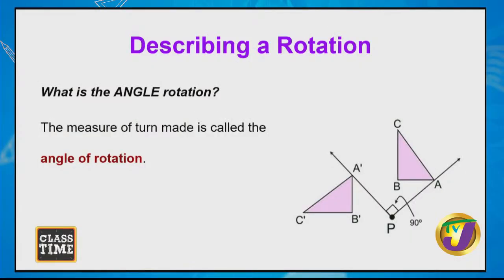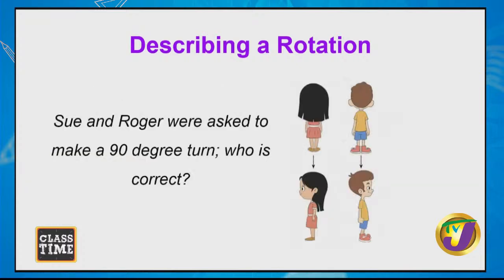All right, so I have a scenario for you. Sue and Roger were asked to make a 90-degree turn. Who is correct? All right, hold on. Sue and Roger were asked to make a 90-degree turn. I'm betting on Sue, right? Are you sure that's your final answer? Yeah, I'm seeing where Sue made a 90-degree turn. Look at where she was facing initially in the picture at the top. And the one below is showing where she's facing now. Of course, she made a 90-degree turn. Okay, so what about Roger?